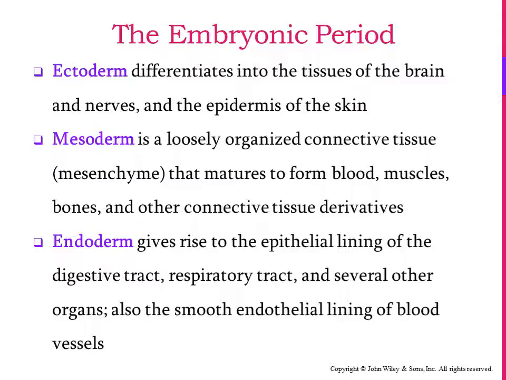The middle mesoderm is a loosely organized connective tissue called mesenchyme. You may have heard that word before, mesenchyme. And it will mature to form connective tissues and muscle tissue. So blood, muscles, bones, other connective tissue types. The inner endoderm will give rise to the epithelial tissue that lines all the tubes and ducts of the body, including the endothelial lining of the blood vessel. So these are the three germ layers that give rise to all the different tissues that will make up the organs of the developed fetus.